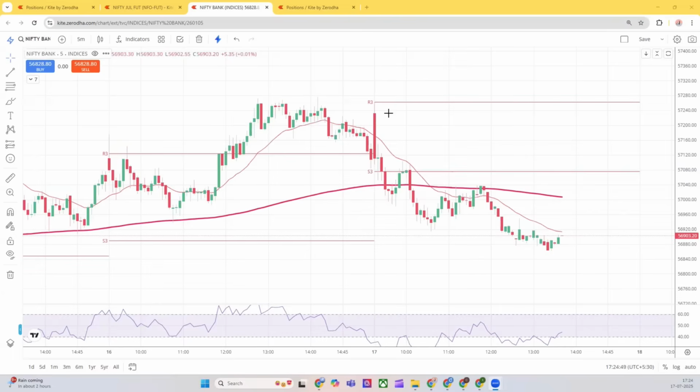Since we are taking the spot chart, VWAP is not visible. So I repeat, this small line is the 20 MA, this thicker one is the 200 MA, and this is the Camarilla pivot that I have taken. We take only the R3 and S3 levels. We ignore the other pivot levels.